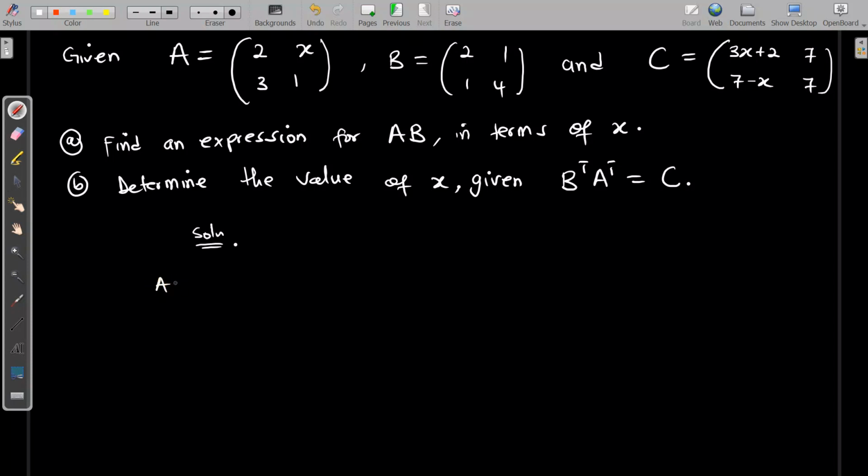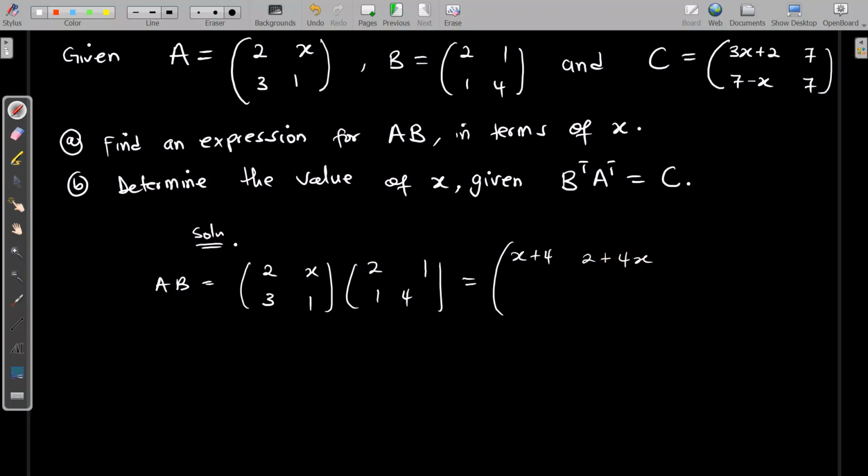So I'm going to look for AB, and that's going to be the matrix 2, x, 3, 1 multiplying 2, 1, 1, 4. And like I said, if you do this very carefully, it's going to be 2 times 2, which is 4, plus x times 1, so we're going to get x plus 4 here, or maybe 4 plus x, whatever you want to do. Then the next entry is going to be 2 times 1 plus x times 4. So we're going to get 2 plus 4x. And that is that. You are done with the first row.